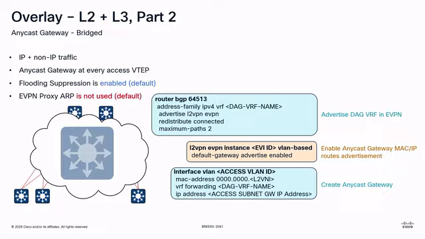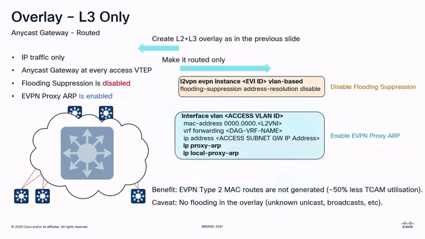OK, we just created our Anycast gateway that supports flooding across the network, with ARP suppression enabled and proxy ARP disabled. If you want to conserve our TCAM space, we need to do the opposite. We need to disable flooding suppression, and we need to enable proxy ARP. This way, the MAC-only EVPN Type 2 routes are not generated anymore. So instead of having 2 host routes per endpoint, per v4 endpoint, we now have only 1.